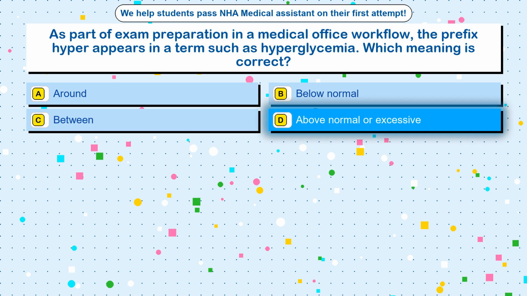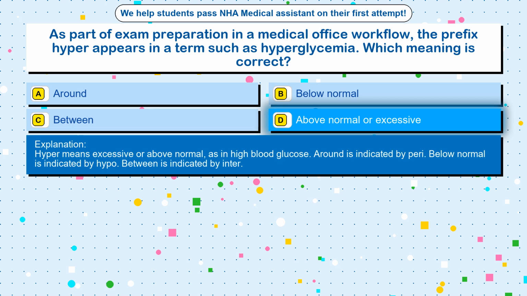The correct answer is option D, above normal or excessive. Hyper means excessive or above normal, as in high blood glucose. Around is indicated by peri. Below normal is indicated by hypo. Between is indicated by inter.